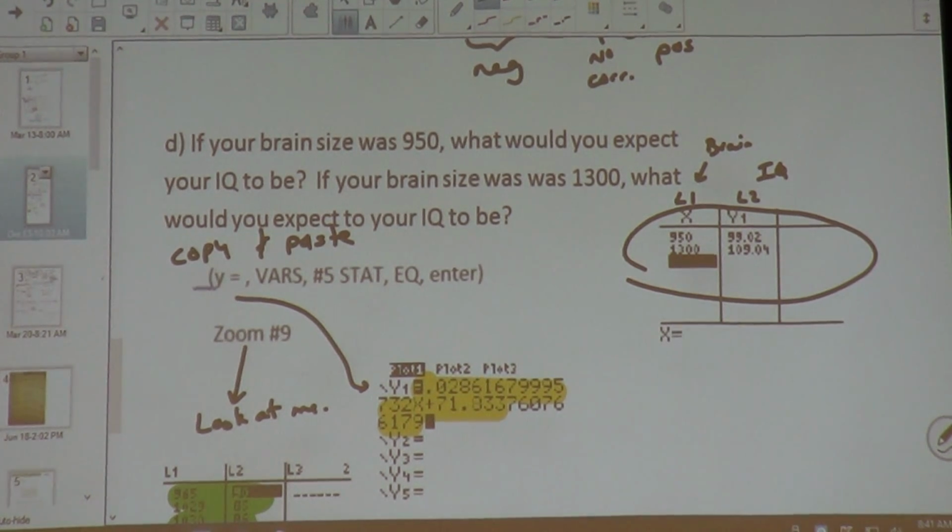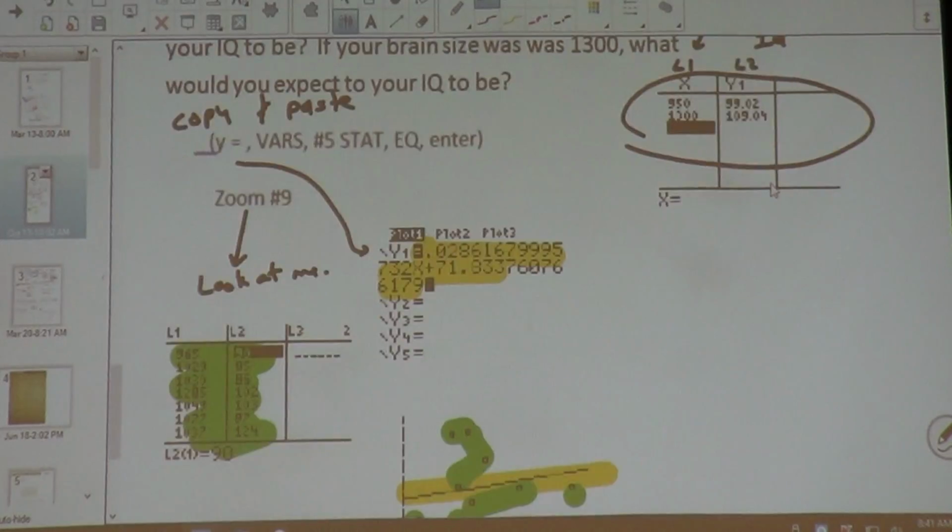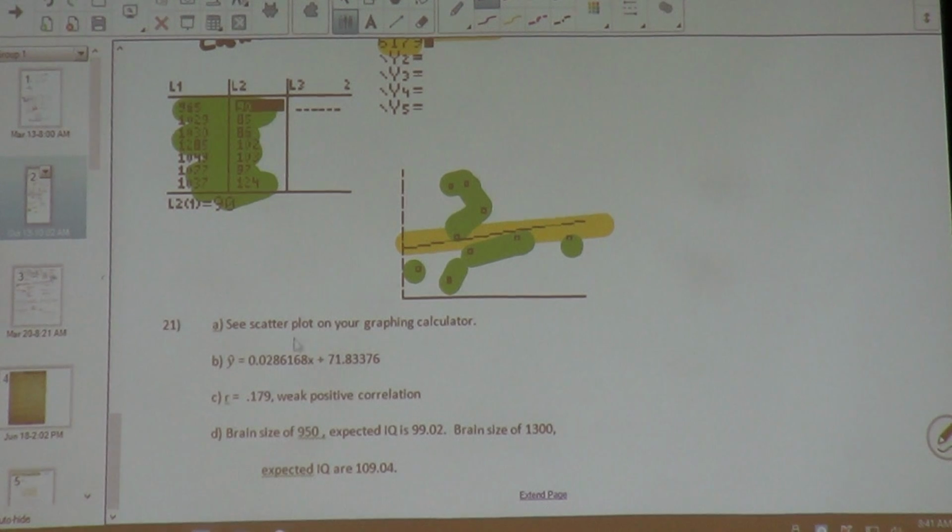Now, on your test, you're only going to have one of these because this took a while. This took a long time. Now, on your answer sheet, I didn't give you the scatter plot, but I did give you the equation. I did give you the R value, and I told you that it was weak positive, and I did give you if your brain size is 950, your IQ is 99. If your brain size is 1300, your IQ is this.